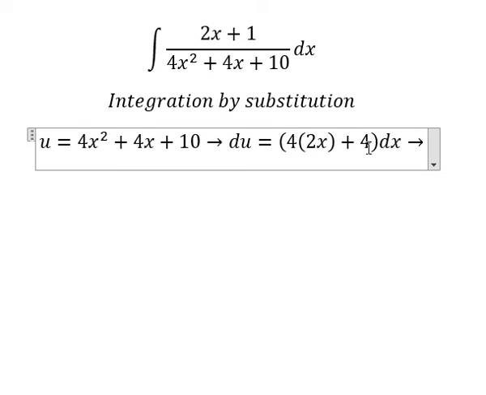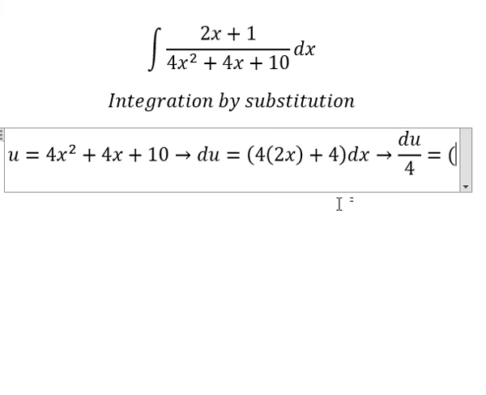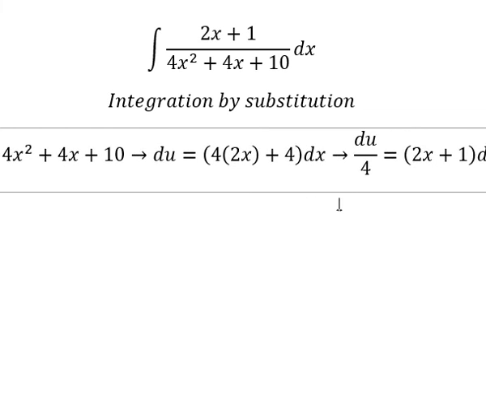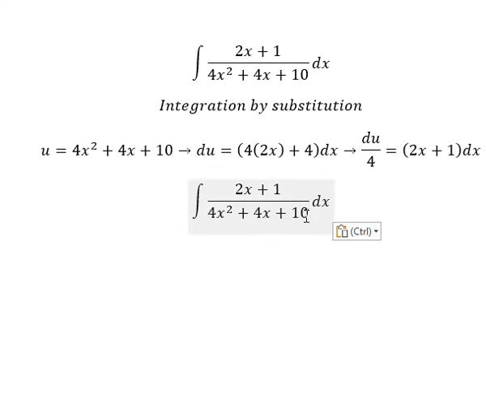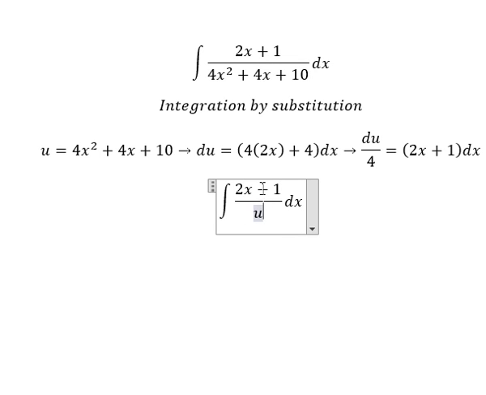Next, we divide both sides by number 4. So we have 2s plus 1 ds. So this one we change by u. 2s plus 1 ds we change by this one.